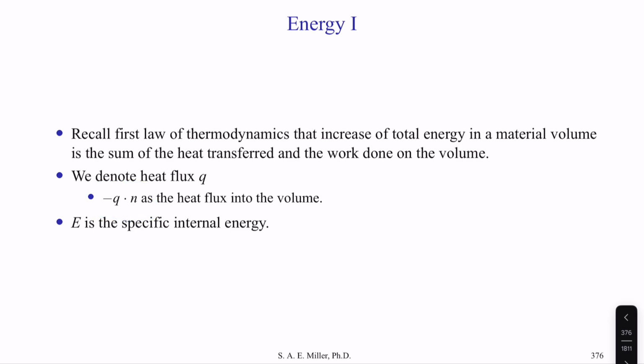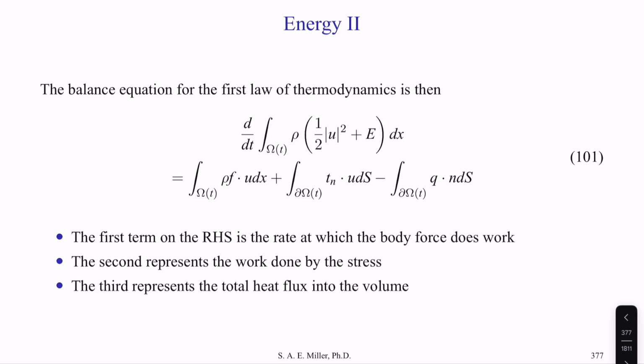Here, we will denote our heat flux as Q, and negative Q dot N as the heat flux into the volume, where N is the outward pointing normal. E will be the specific internal energy. From the Reynolds transport theorem of Osborne Reynolds, who was a professor at Manchester long ago, we might write this in the form shown here, which I show in my compressible flow class in equation 101.